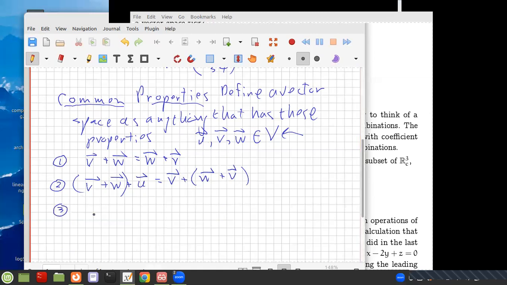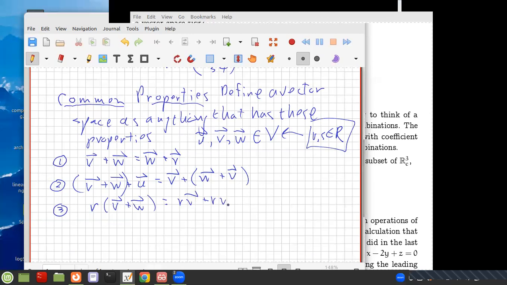We also have some properties involving numbers. For example, if r and s are real numbers, then r times (v plus w) has to equal rv plus rw, and (r plus s) times v has to equal rv plus sv. So these are distributive properties.